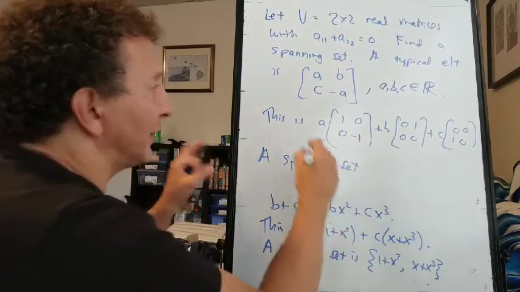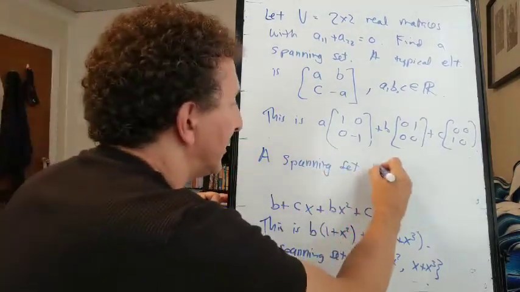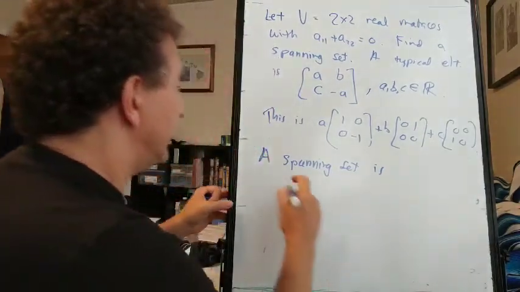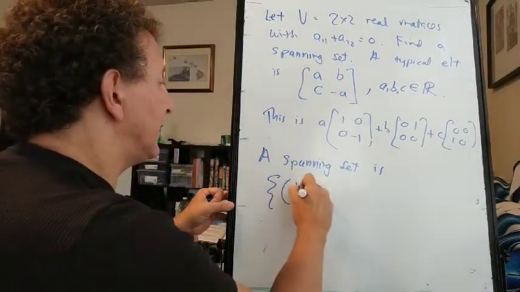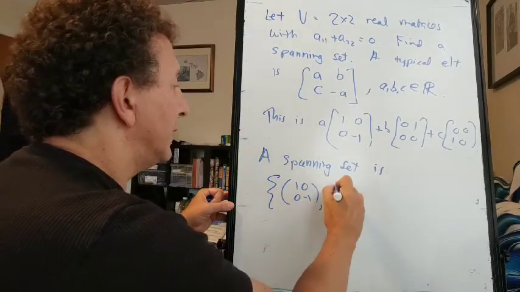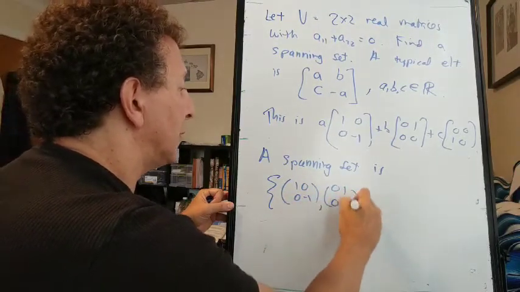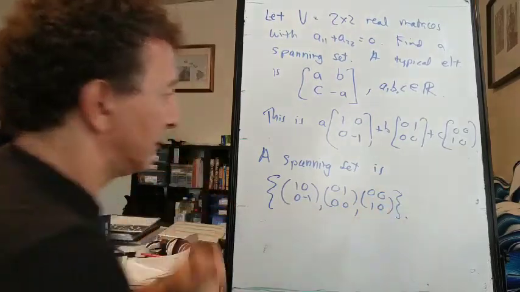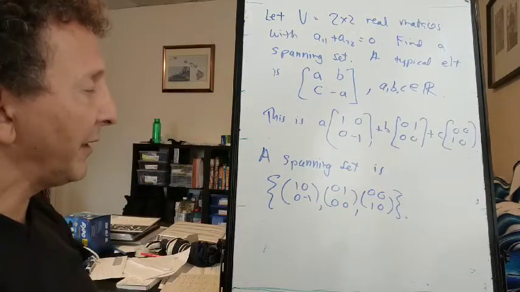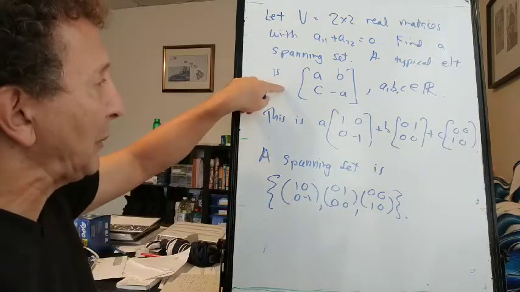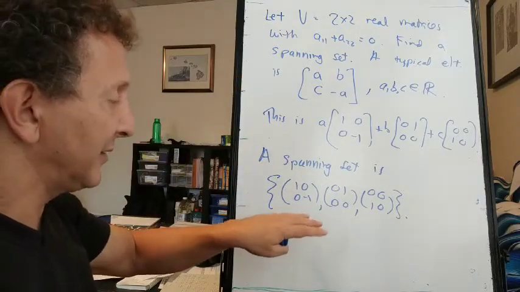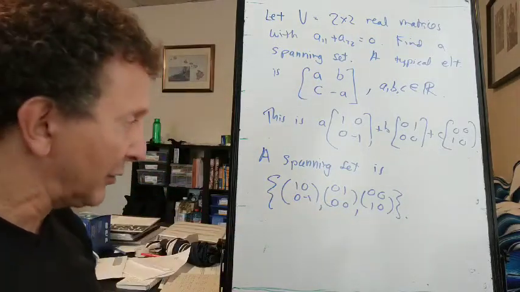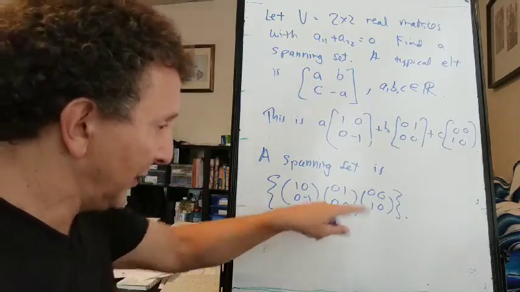And a spanning set is what we're taking multiples of. It's 1, 0, 0, negative 1, 0, 1, 0, 0, 0, 0, 1, 0. The things that we're taking multiples of. Every element of the space can be written as a sum of multiples of these three things. That is, as a linear combination of these three things.